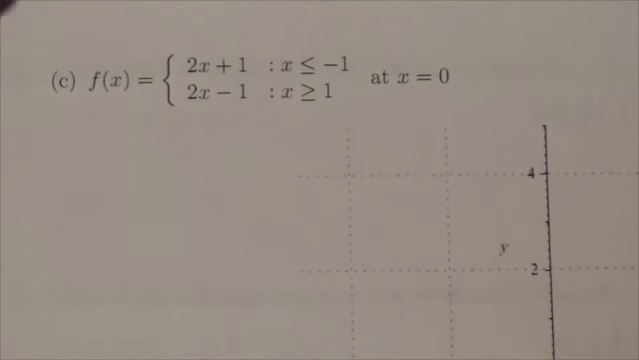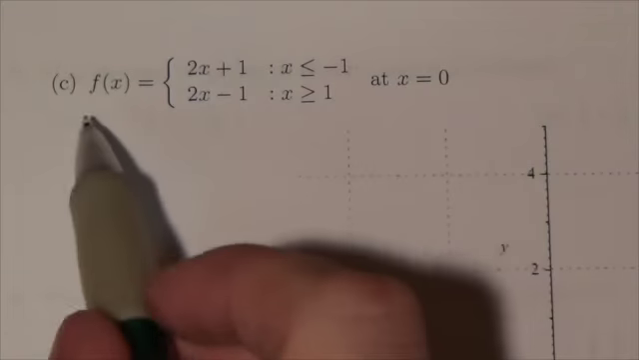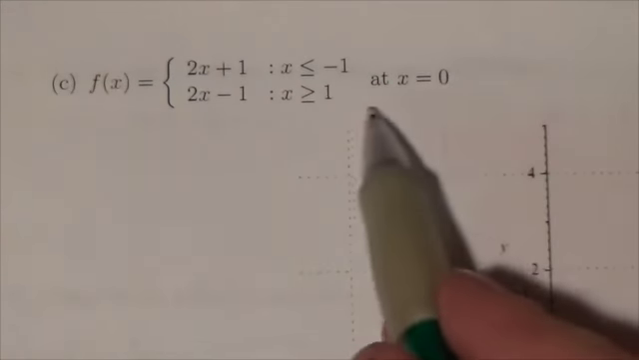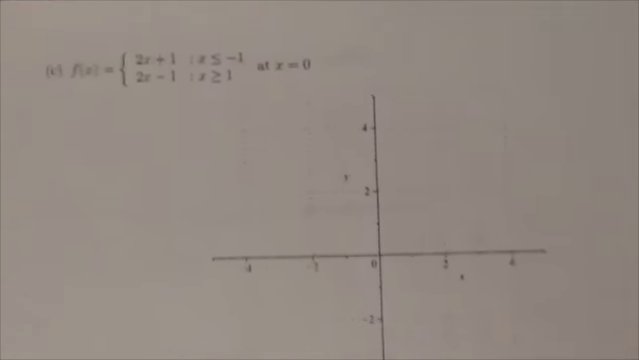Okay, hi everybody. This is the Math 31 Limits Review. This is question 3C. I want to sketch this piecewise function, and we're going to discuss continuity when x is equal to 0. Okay, so first of all, let's take a quick look at the graph.